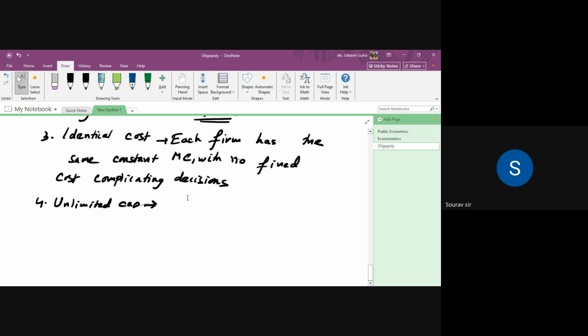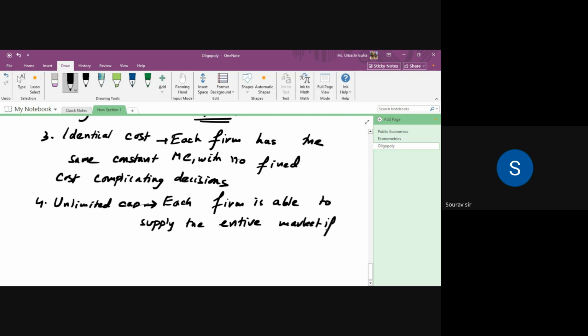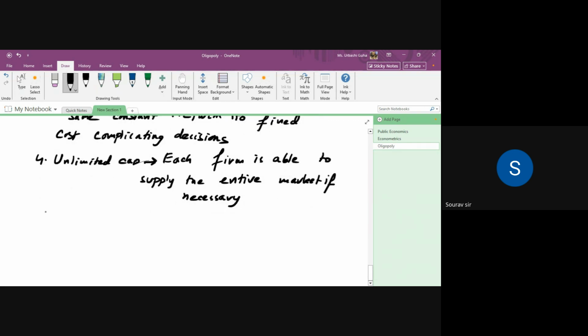So we were doing the features of oligopoly. We were explaining the assumptions. Then, unlimited capacity means what? Each firm is able to supply the entire market if necessary.